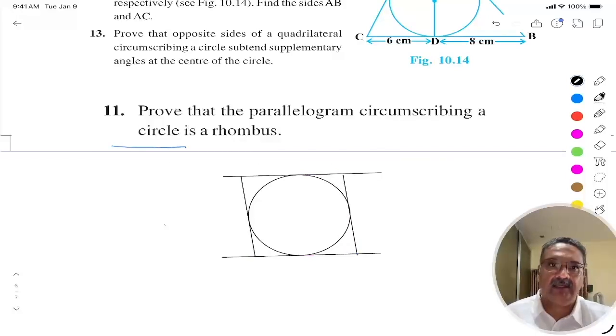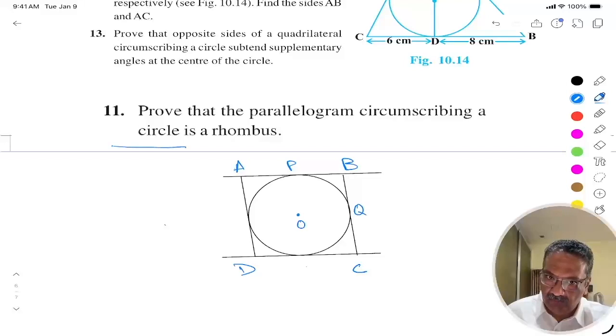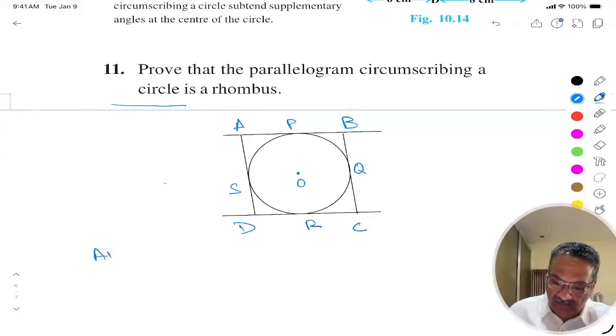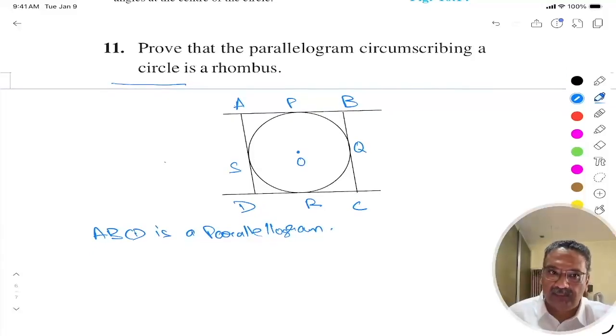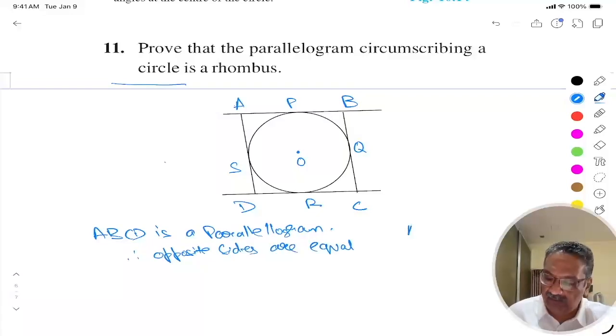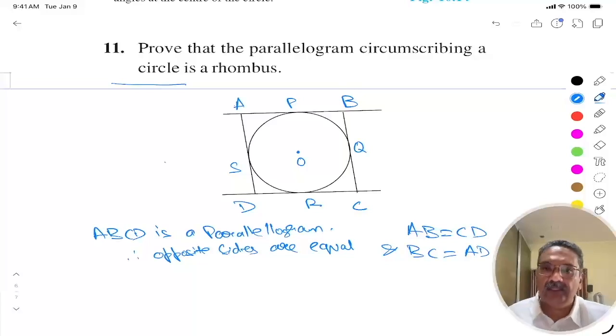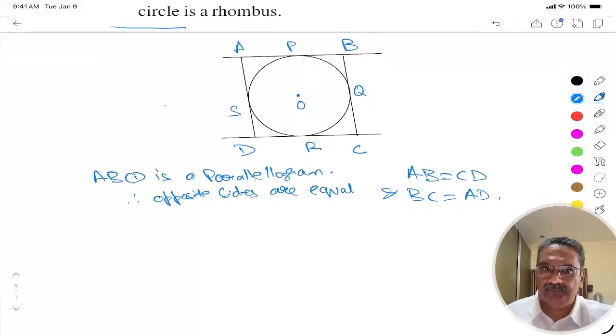Okay, so we have ABCD, a parallelogram. This is a circle with center O. Now I will call the points of contact P, Q, R, S. Now, what is the property of a parallelogram? Since it is a parallelogram, opposite sides are equal. Therefore we have AB equals CD and BC equals AD. Now this parallelogram is circumscribing the circle.